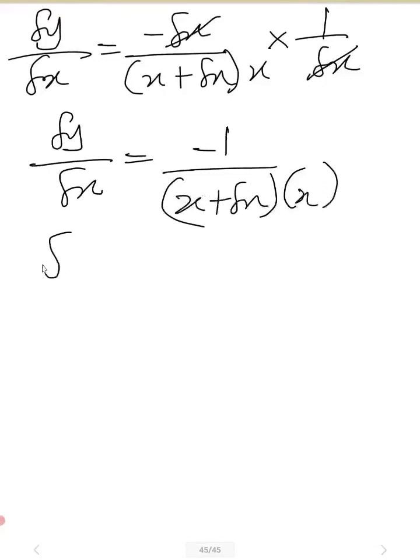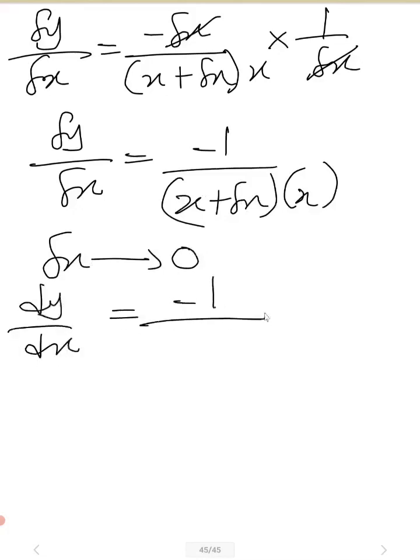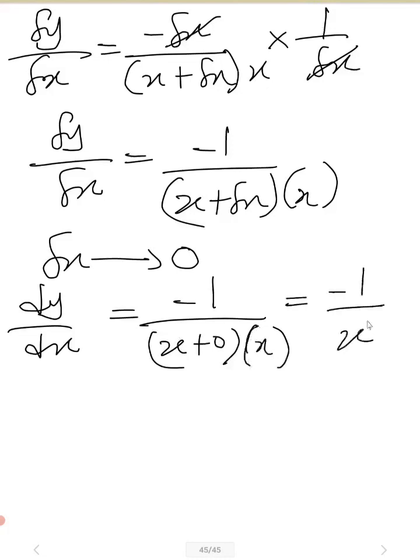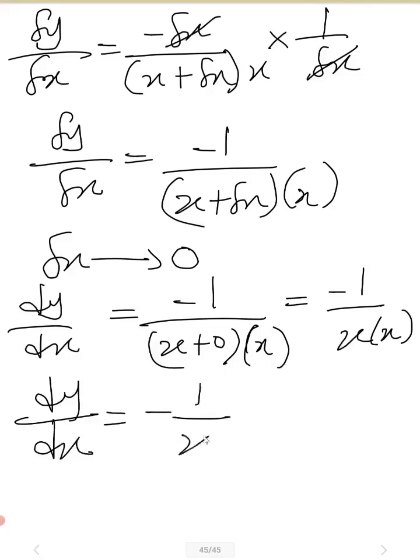So when change in x tends to 0, meaning that dy over dx is equal to minus 1 over x plus 0 onto x. So x plus 0 is x, multiplied by x, which is minus 1 over x times x. So dy over dx will now give you minus 1 over x squared. So this is just the value and this is the answer.